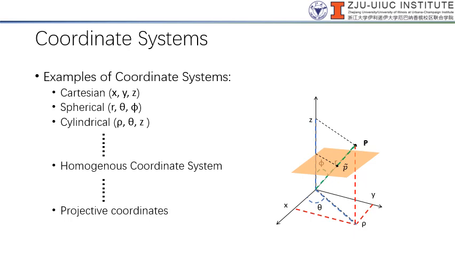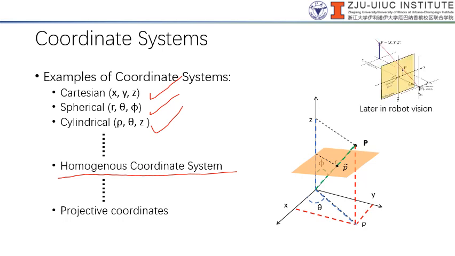A very quick recap, something trivial and what you're already familiar with, are examples of coordinate systems like Cartesian, spherical, and cylindrical. In this course, we're going to use a homogeneous coordinate system to help us mathematically represent spatial information, including transformation. And later on, your projective coordinates in your robot vision. So they are actually related. In fact, your homogeneous coordinate system is a form of projective coordinates.